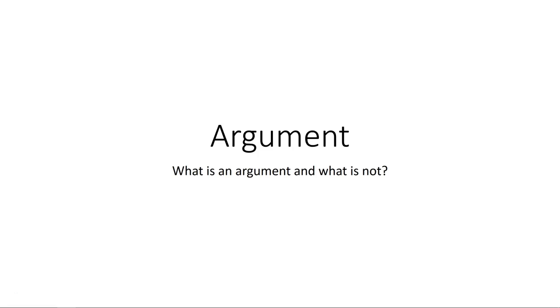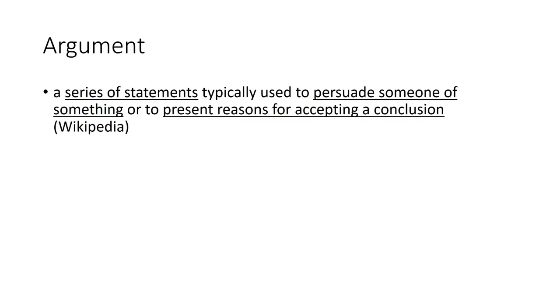From the scientific standpoint, we're going to look at what is an argument and what it is not. When we deal with the word argument, it is a series of statements typically used to persuade someone of something or to present reasons for accepting a conclusion. Definition from Wikipedia. It's a pretty good definition. So what we're looking at is statements that are either going to persuade or present reasons for accepting a conclusion, which is kind of a way of saying persuade.